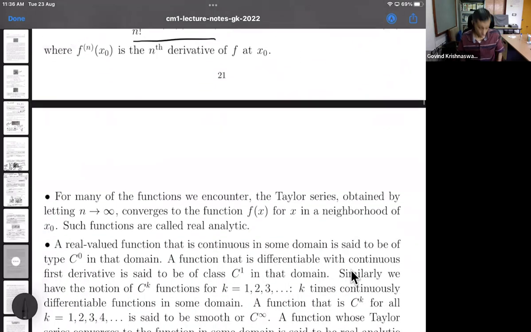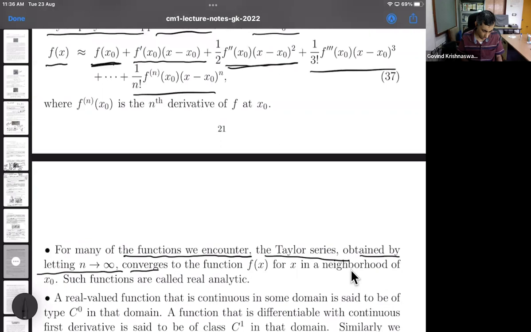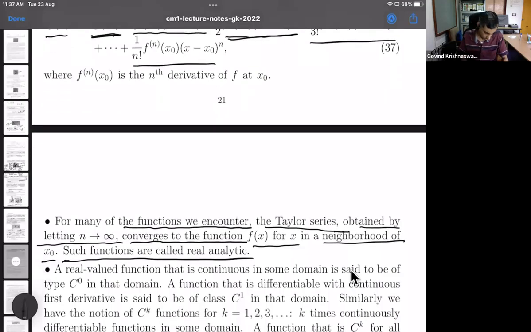Now for a few more remarks. For many of the functions that we encounter in our studies, the Taylor series obtained by letting n go to infinity in the previous formula remarkably converges to the function f for x in a neighborhood of x naught. If this series extended to infinity converges to the function in a neighborhood of x naught, then we say that such functions are real analytic. That is the name given to functions which admit a convergent Taylor series.